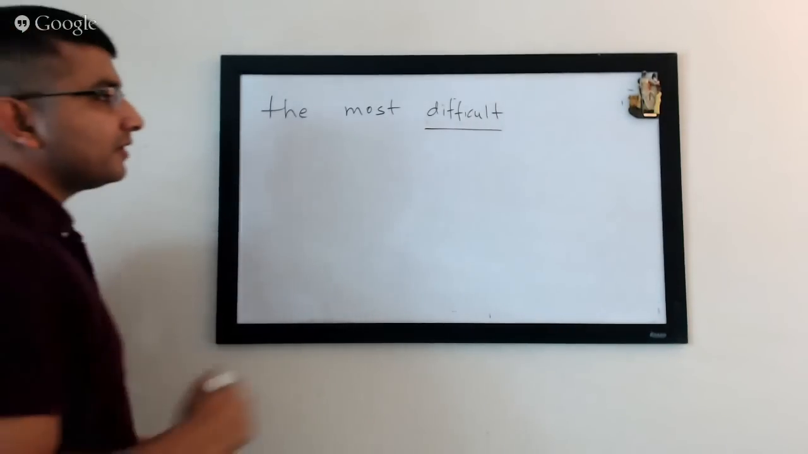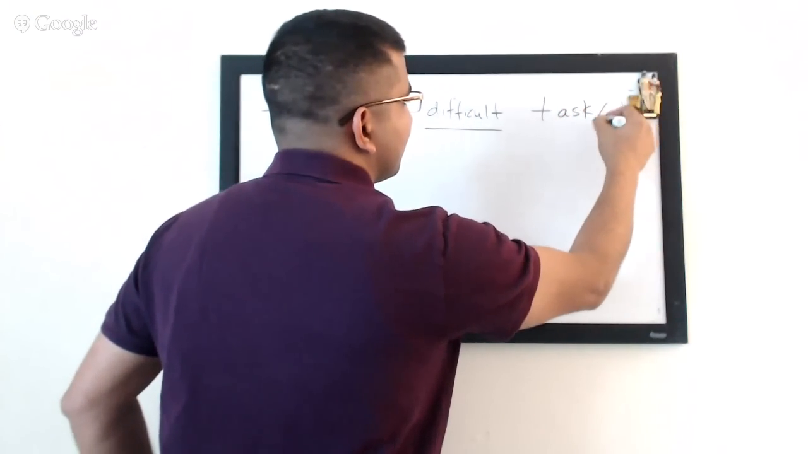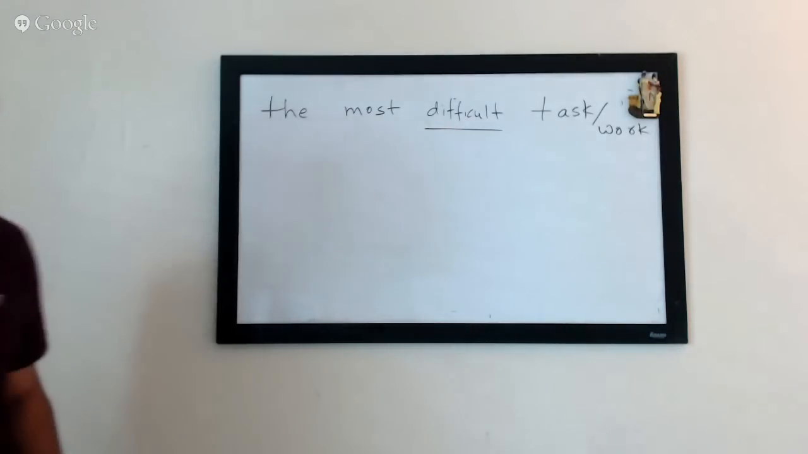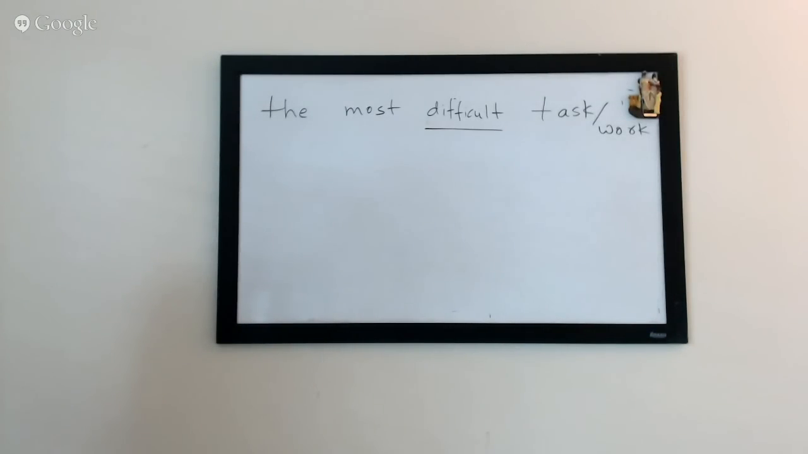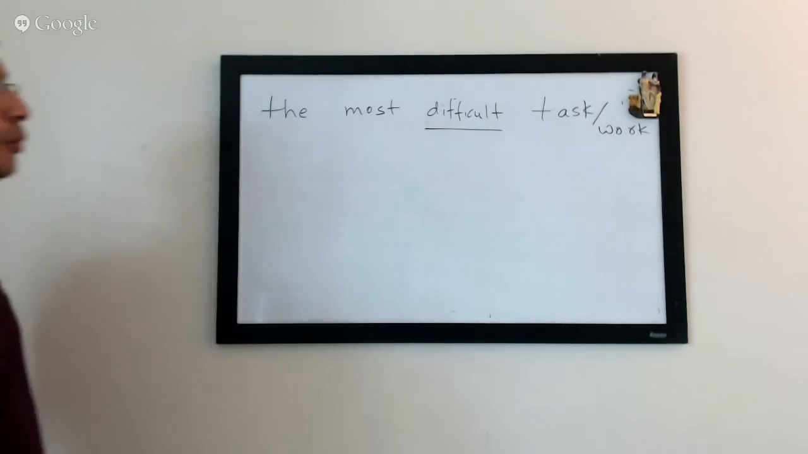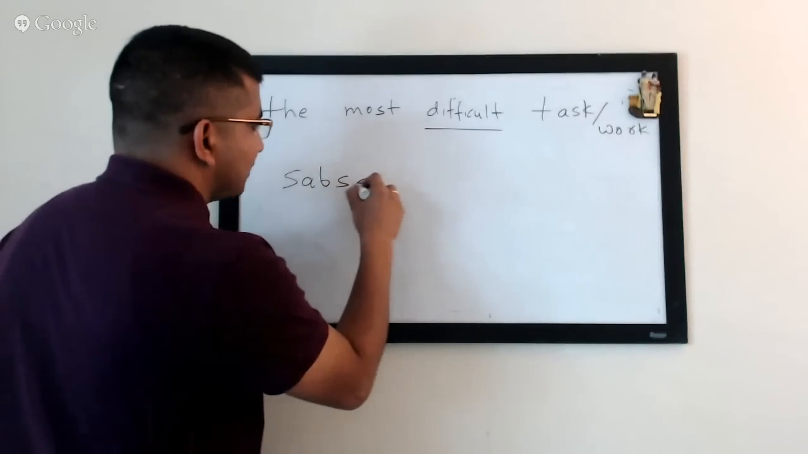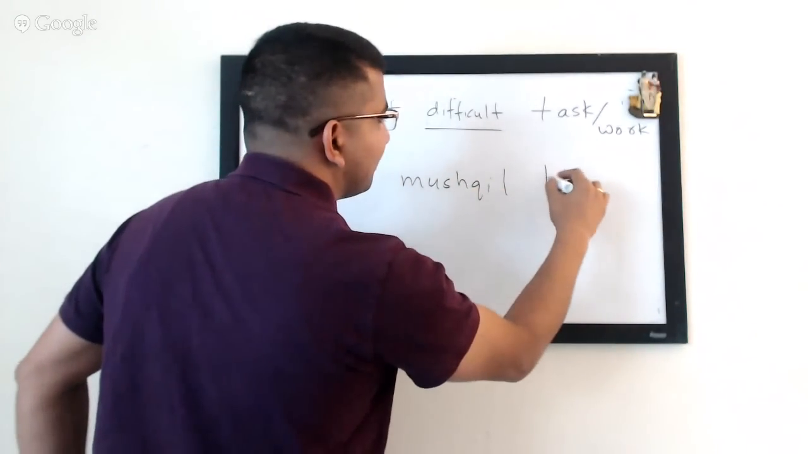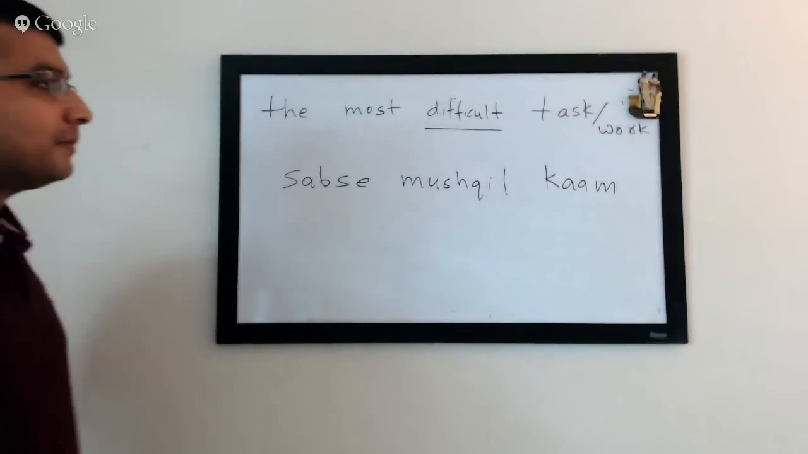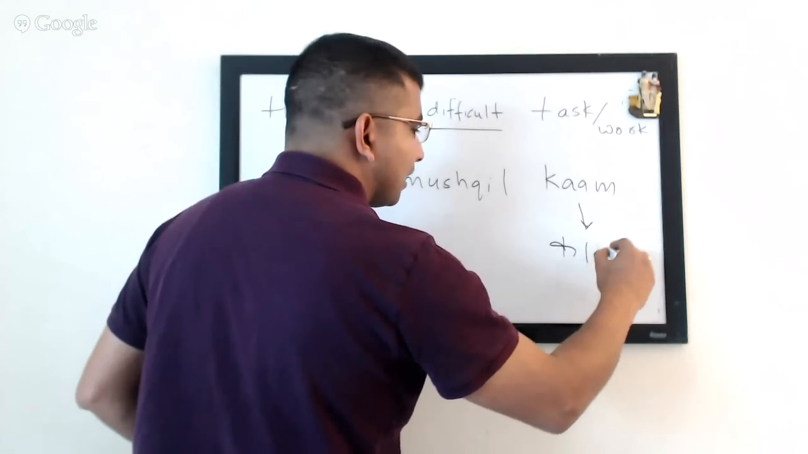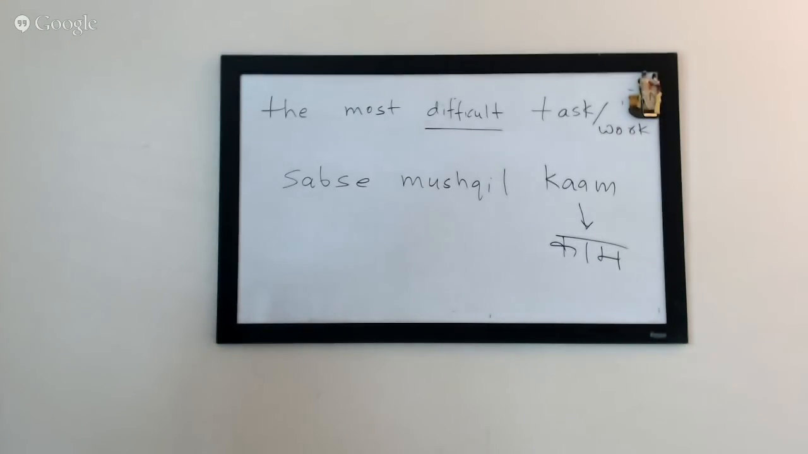The first one I have is the most difficult task or work. How will you say that? So this time I'm going to go one by one. Work in Hindi is, very good, सबसे मुश्किल काम. So you say सबसे मुश्किल काम. सबसे मुश्किल काम. Right. काम is work or a task. You have ka, aa, and ma. काम. Right.